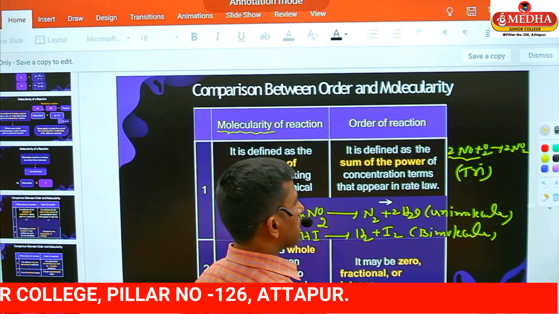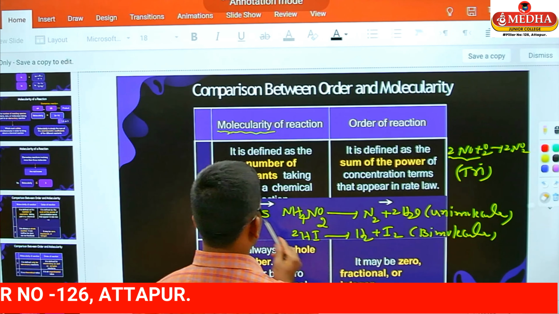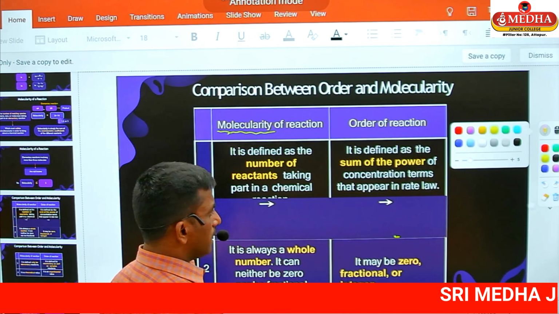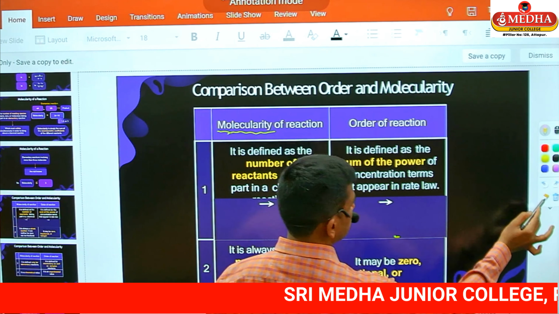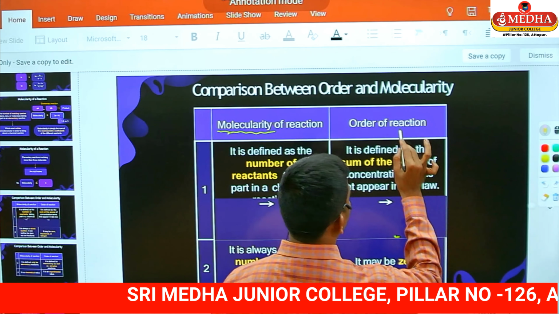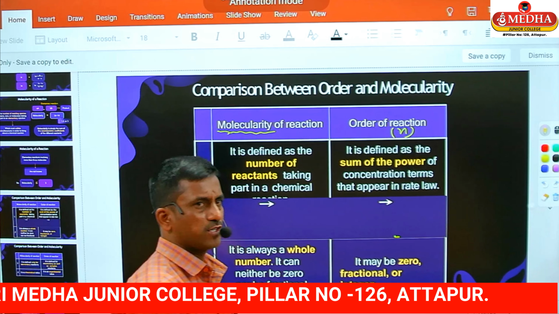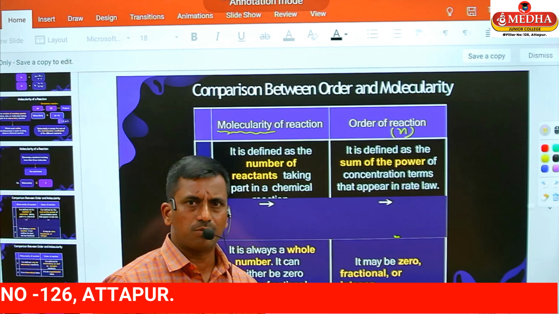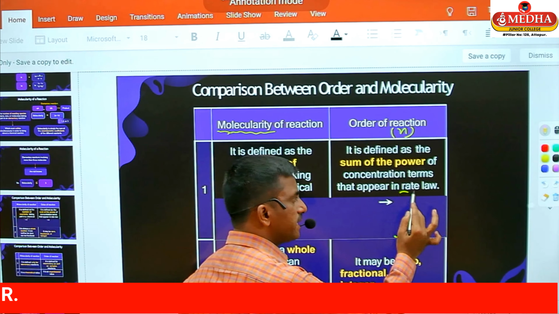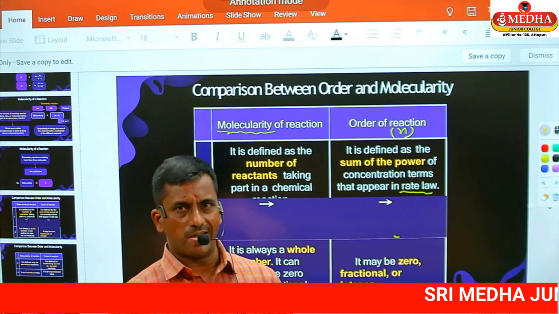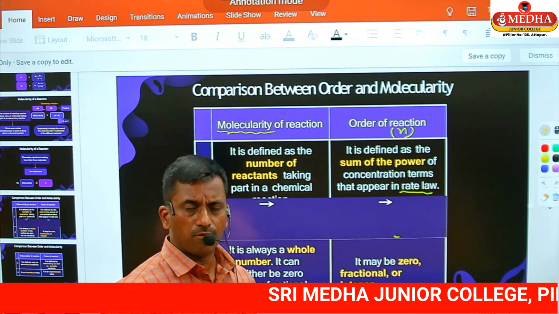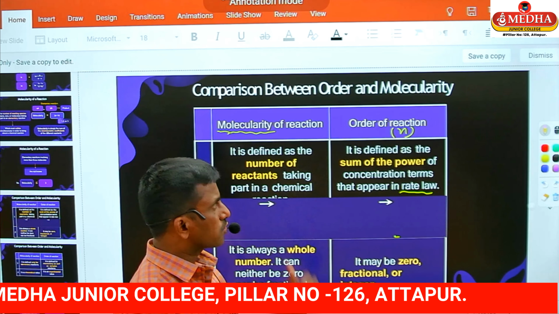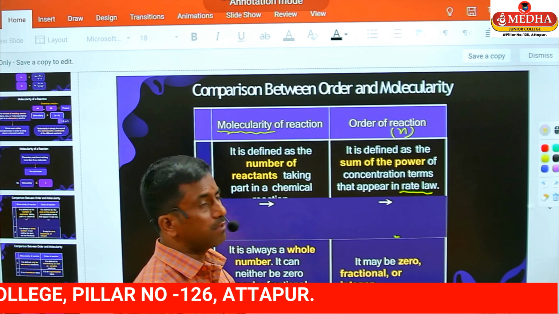Now what is the definition of the order of reaction? Order of reaction is denoted by the symbol small n. The sum of the powers of the molar concentrations of the reactants in the rate law or rate equation is called the order of reaction. It is denoted by the symbol small n.